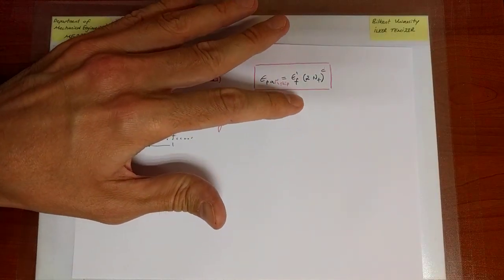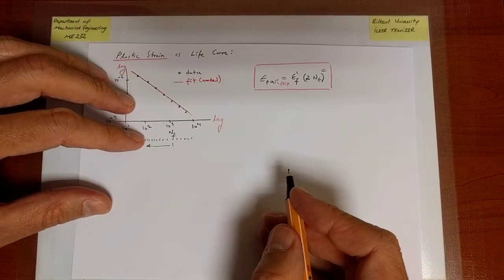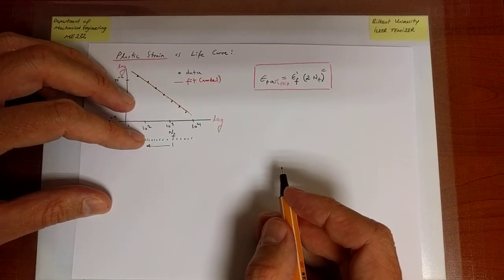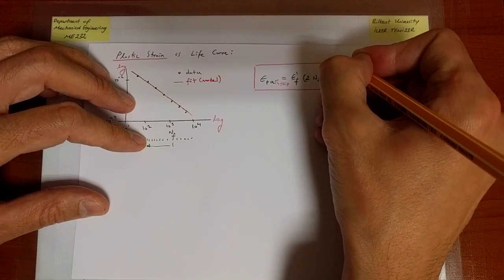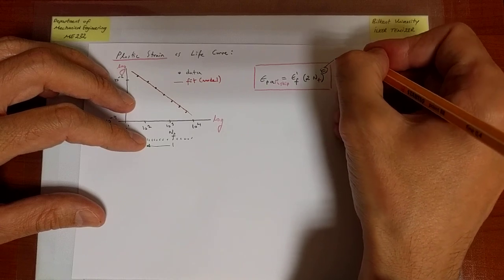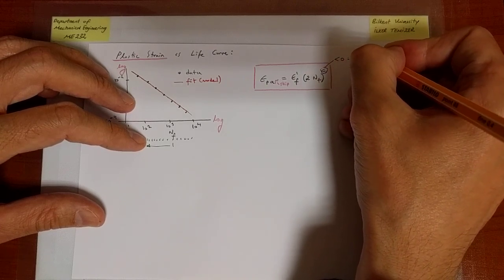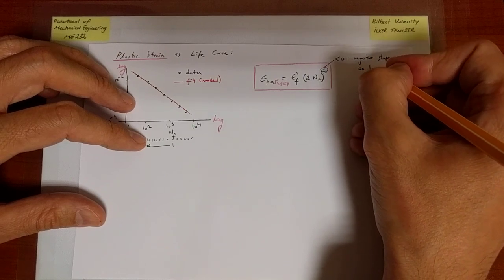Now, again, we remember that just like in the Basquin equation, the slope of the line is negative, and therefore the coefficient C is less than 0, because we have negative slope on log-log scale.